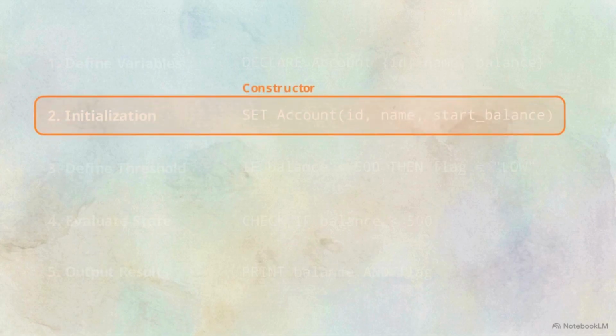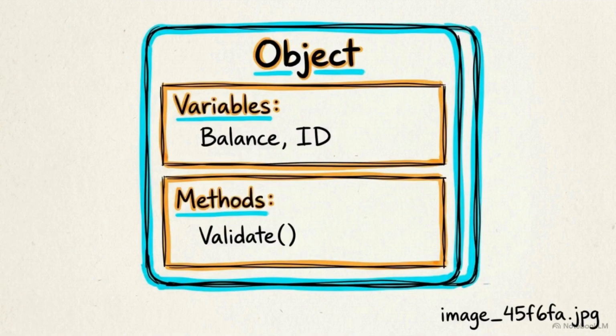Object-oriented languages use a constructor, code filling those variables with starting values the millisecond the object is born. Packaging the data alongside the rules to evaluate it ensures that the financial state remains isolated, secure, and predictable.